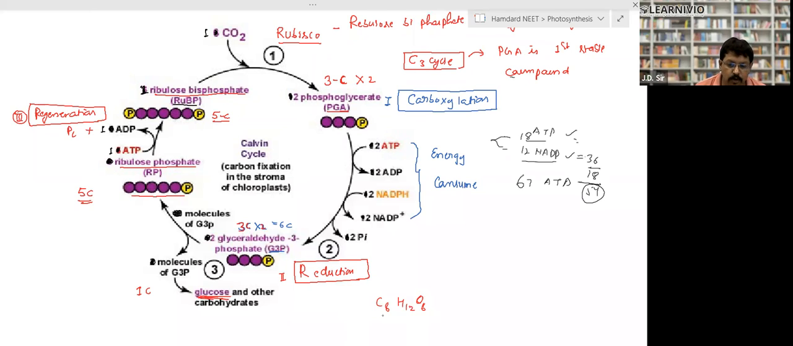As we know that glucose has 6 carbon atoms, so this Calvin cycle has to go 6 times for the formation of 1 glucose molecule. This is all about the Calvin cycle.